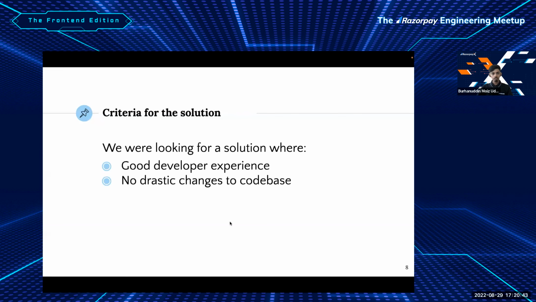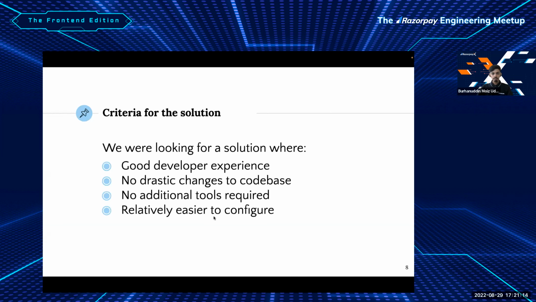Since our code base is large, we don't want to make a drastic change to what we already have, because obviously that entails a lot of effort. So we don't want to do that. And we don't want to add additional tools. This is important to us because whenever you add an additional tool, your tool chain is already large. You're adding another tool to an already large existing tool chain, and then someone has to become an owner for this. They have to deep dive and understand and debug every problem that exists with that particular tool. And at the same time, whatever we use also has to be relatively easier to configure and relatively easier to migrate to. So these were the criteria that we were looking for.